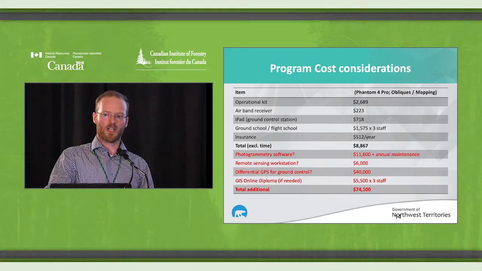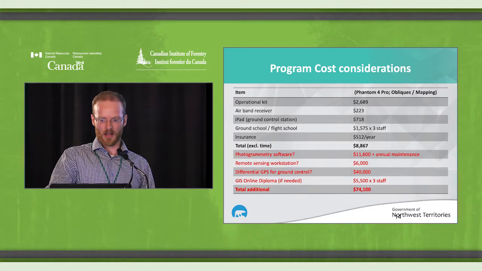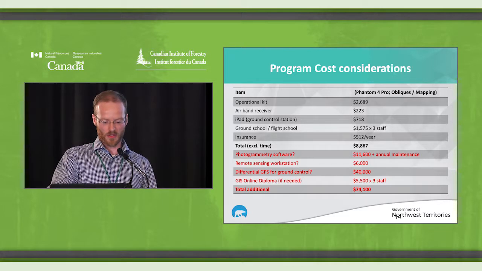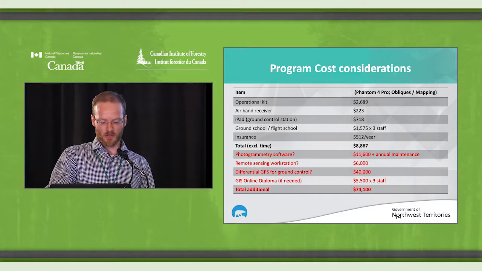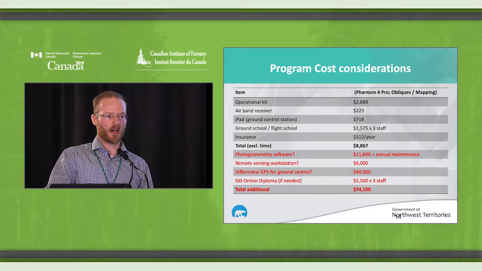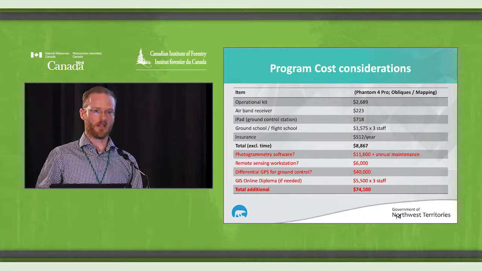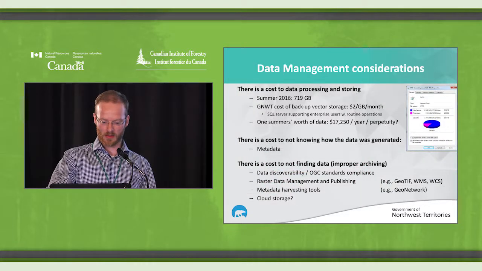And then you have to start looking in terms of your team and your capacity to process the data. So do you have the software? Do you have the workstation available? Do you need georeferencing? And those are all costs associated with that. Do you have experienced staff in your team that can deal with GIS data? Otherwise, you need a specialized program with that as well.